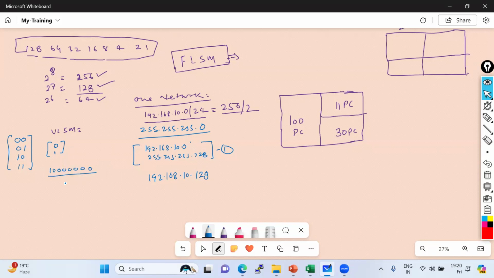So if you convert this, it is going to be 128. First network: 0 we'll put here and 1 we put here. So this is going to be 0, and this is going to be 128. It replaces it. So this is going to be 255.255.255.128. Subnet mask will remain the same. So this is your second network.